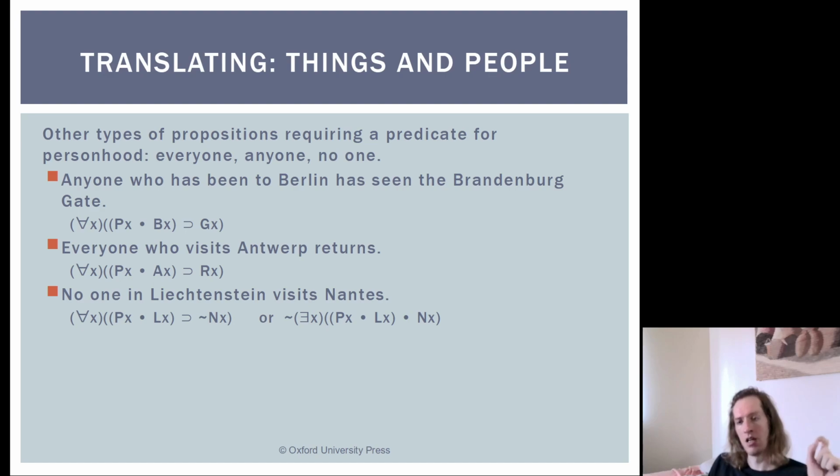Or I could say, it is not the case that there is at least one thing that has these three properties: Px being a person, and being in Liechtenstein, and visiting Nantes. There's nothing in the totality of objects that has all three of these properties. So I could express that with the existential quantifier there. It is not the case that there is at least one x, Px, and Lx, and Nx.